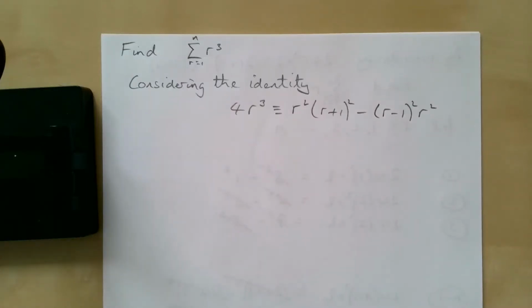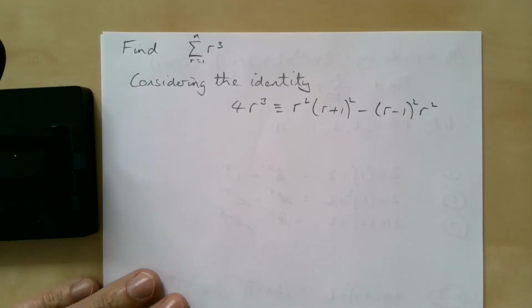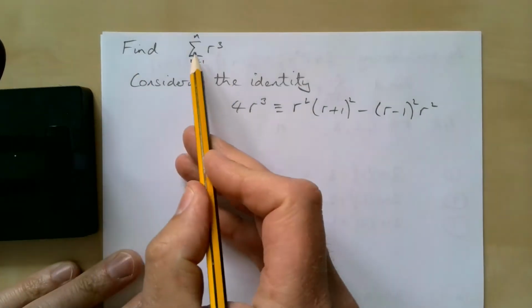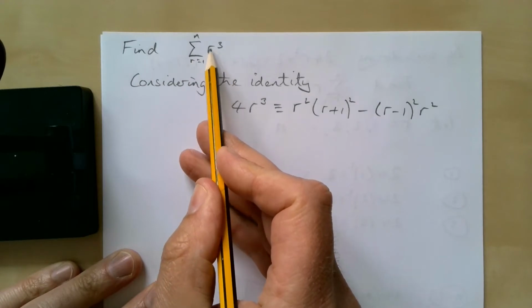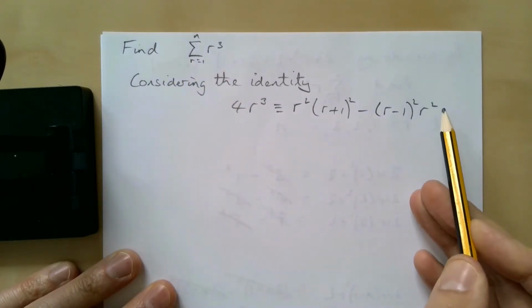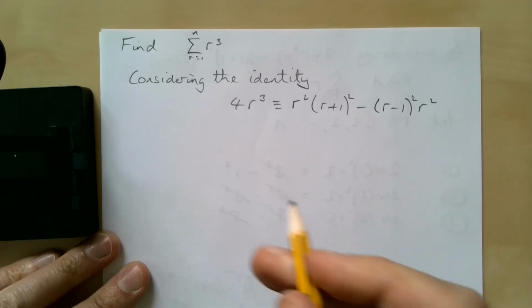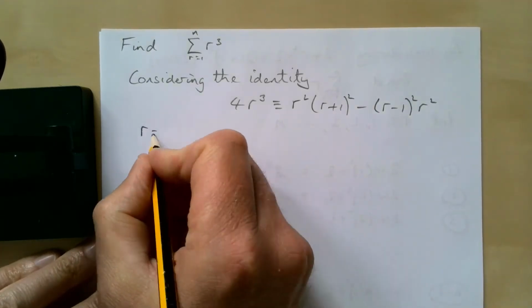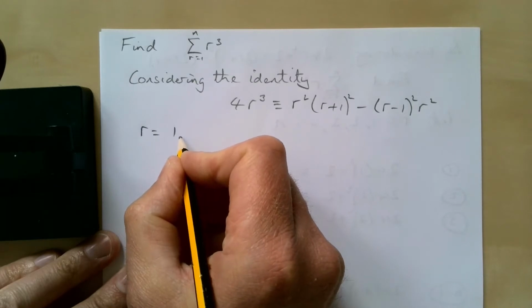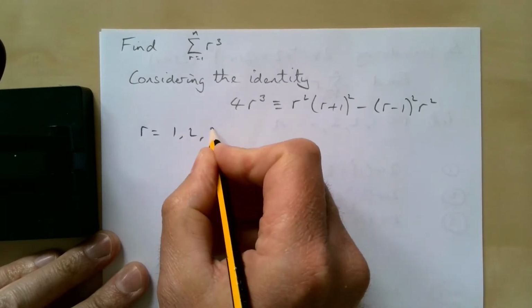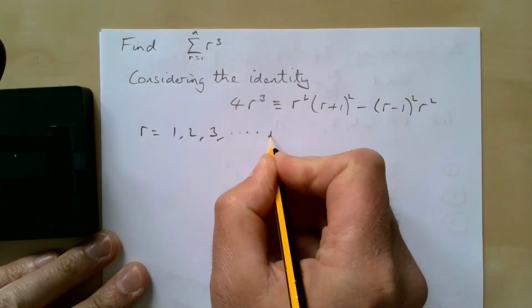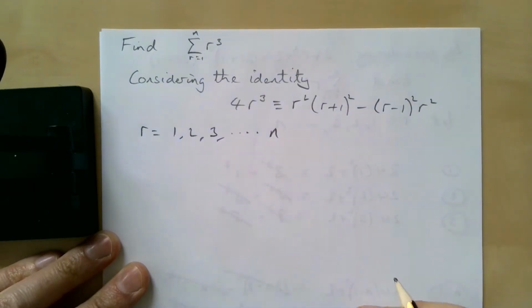Okay, so this is our second example on method of differences, just our second example in the notes, and we have to find the formula for the sum of r cubed using this identity here. Really similar method to the previous example. Hopefully you're starting to get the idea of what's going to happen. So we're going to let r equal 1, 2, 3, all the way up to n, and add up this side, see what we get.